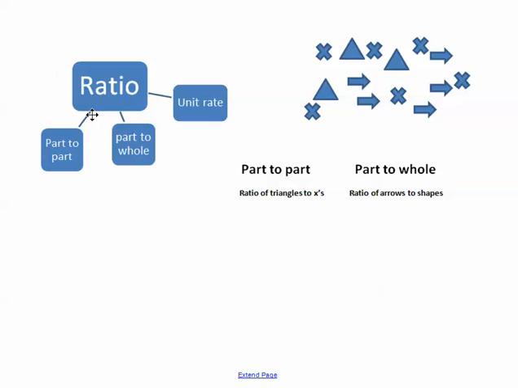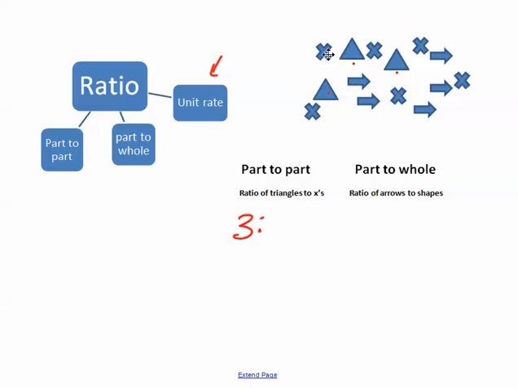What we're going to look at today is ratios looking at a part to part or a part to whole. Those are two types of ratios. Unit rate, we're going to come back to later in the week. But right now, part to part or part to whole. If you look at my lovely picture here, I'm comparing things. I'm looking at triangles, X's, and arrows. I want you to tell me what the ratio of triangles to X's is. Triangles, I have 1, 2, 3 triangles.